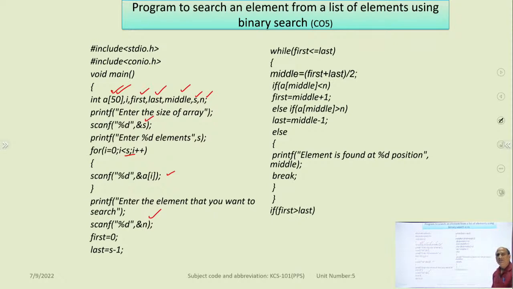And if first becomes greater than last, it means we reached the end and we were not able to find the element, and then we will write that the item is not present in the list. This way we can code the binary search technique.